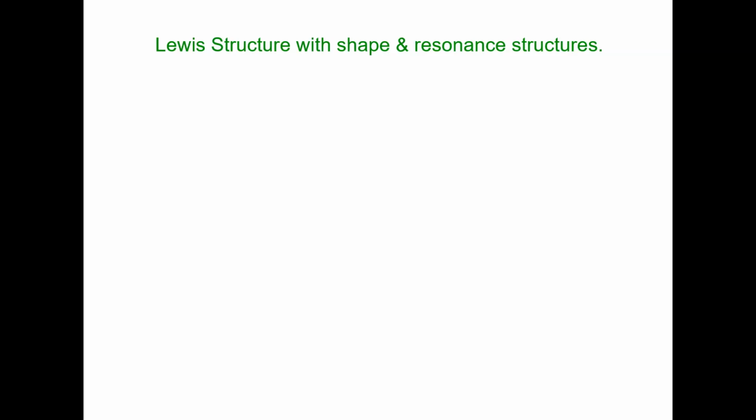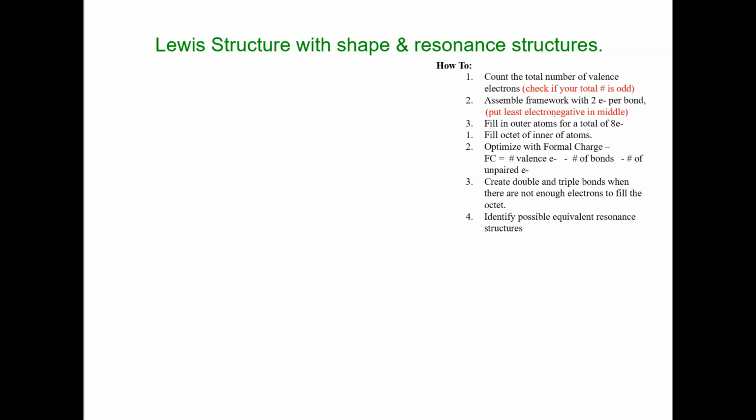Going to do the Lewis structure of the nitrate anion, determine its molecular shape, and show you the possible resonance structures it may have. First thing we do, the steps to doing a resonance structure are here on the right. First thing is count the number of valence electrons. So nitrate is NO3 minus 1.